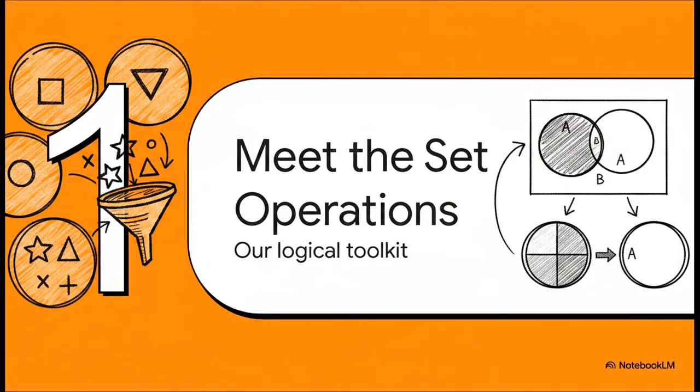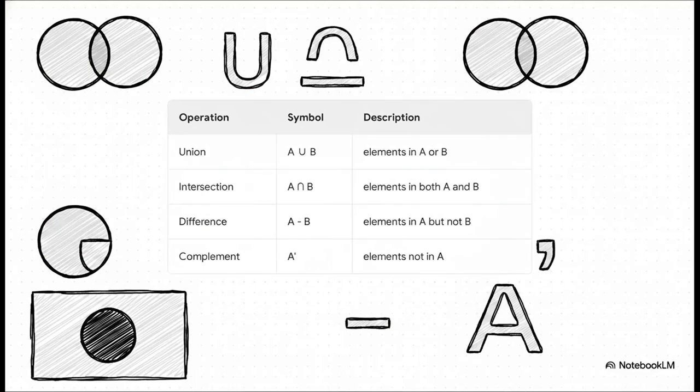Moving right along to Section 1, meet the set operations. This is our logical toolkit. Okay, so now that we've got our collections defined, what do we actually do with them? Well, we apply operations. These are dynamic actions that filter and combine our data. And we've got 4 fundamental tools here: union, intersection, difference, and complement.